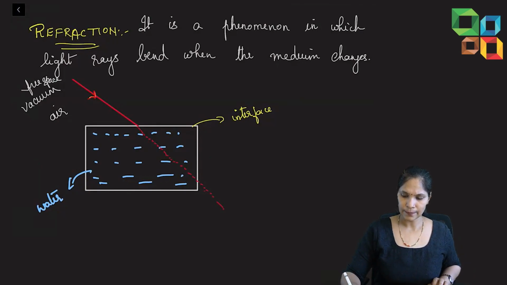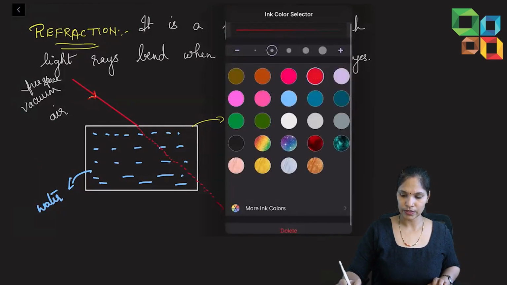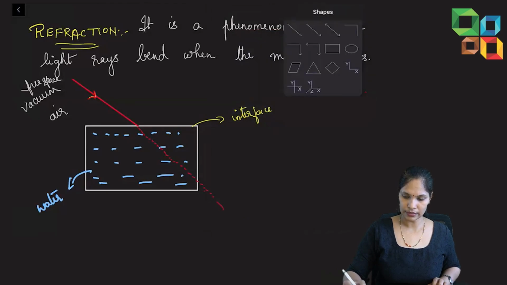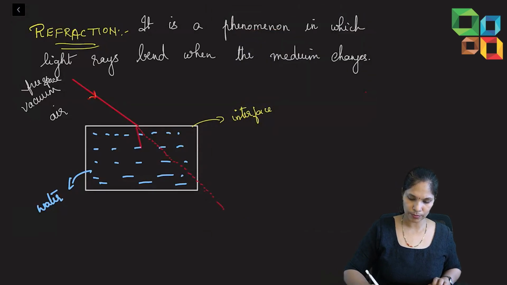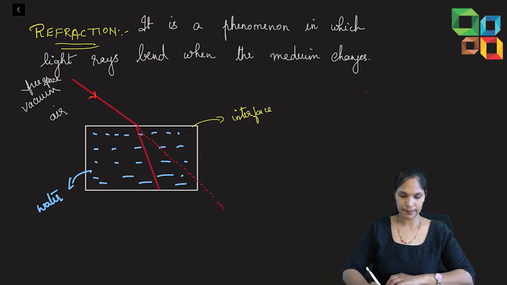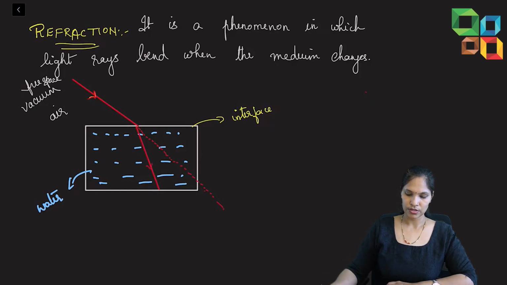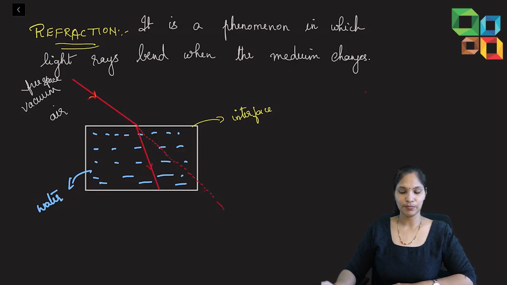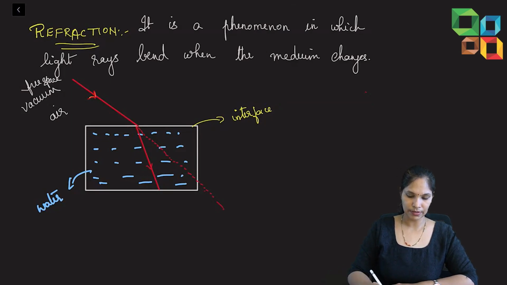So light will choose a shortcut now. Yes, so it will choose a shortcut. Shortcut means shorter path. So it will choose a path somewhat like this, shorter distance. Correct now? Yes. So this is why the light bends. That's the reason why light bends.